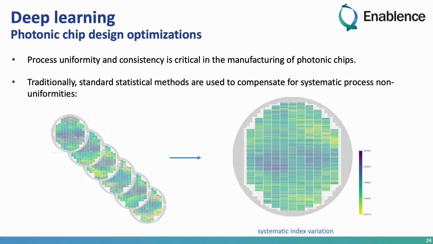To illustrate the process of actually training a neural network, we will look at another example from our work at Ensemble that deals with fine-tuning the design of photonic chips. In any fabrication process, some variation of physical parameters is inevitable. This includes variations of physical parameters within a wafer, as well as the difference between wafers and between different batches of wafers. Now, traditionally, standard statistical methods are used to compensate for such systematic process non-uniformities.